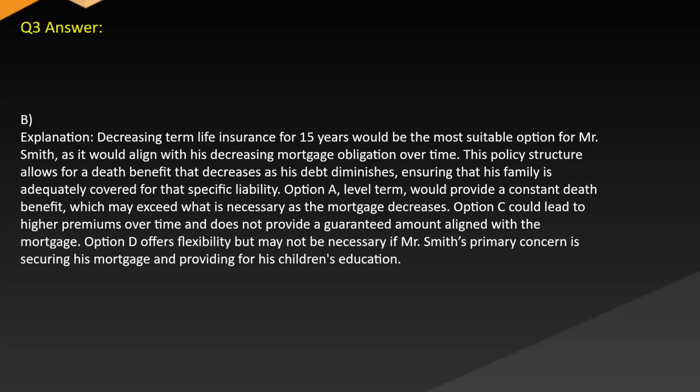Option A, level term, would provide a constant death benefit which may exceed what is necessary as the mortgage decreases. Option C could lead to higher premiums over time and does not provide a guaranteed amount aligned with the mortgage. Option D offers flexibility but may not be necessary if Mr. Smith's primary concern is securing his mortgage and providing for his children's education.